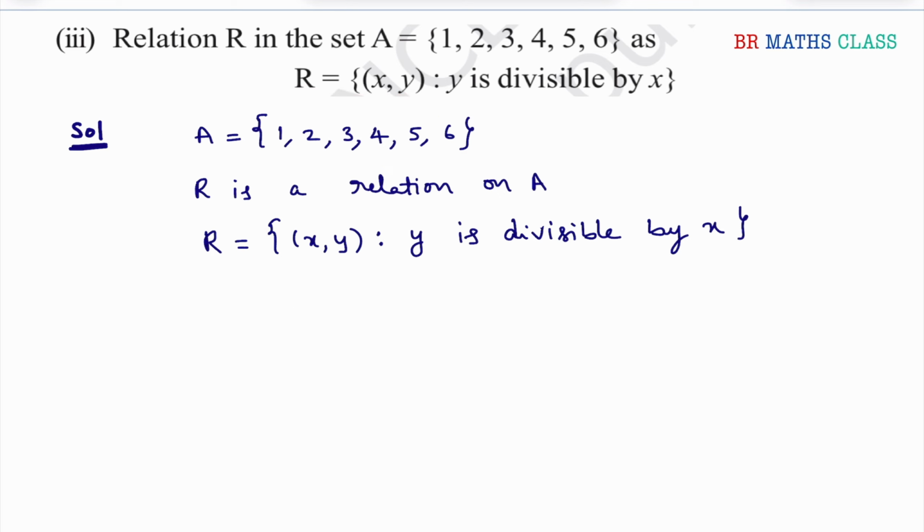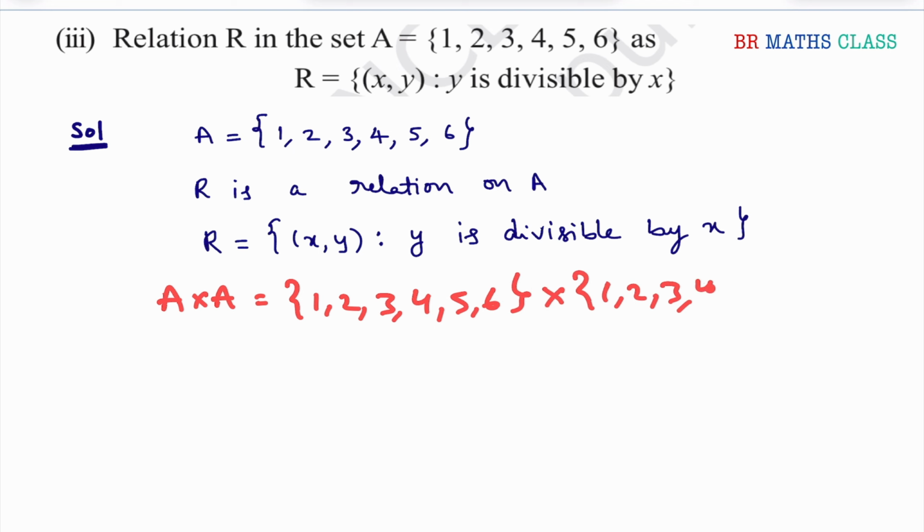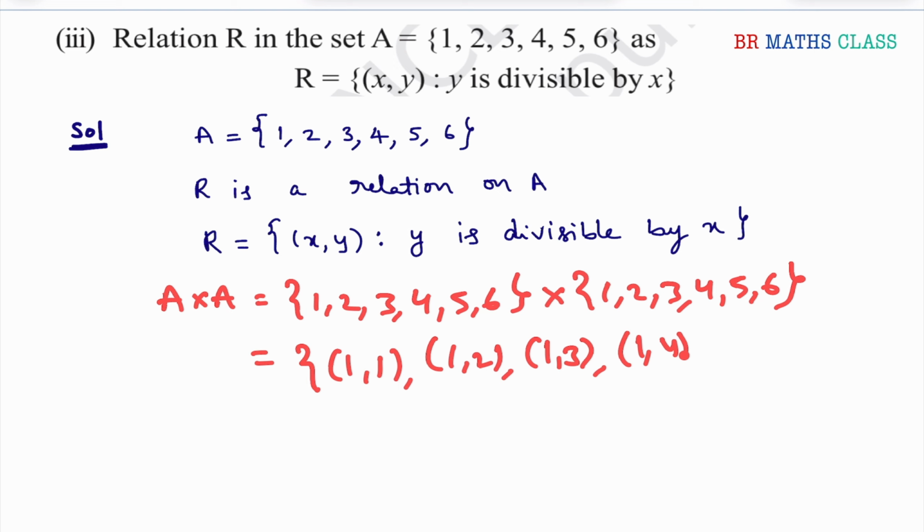A cross A contains what elements? You look here. A is {1, 2, 3, 4, 5, 6}, cross {1, 2, 3, 4, 5, 6}. A cross A contains what elements? You tell: (1, 1), (1, 2), (1, 3), (1, 4), (1, 5), (1, 6).